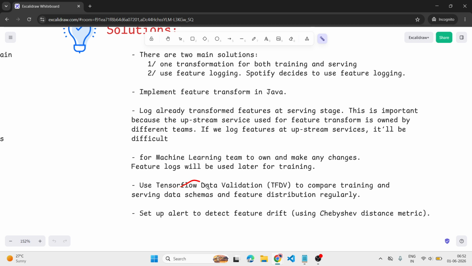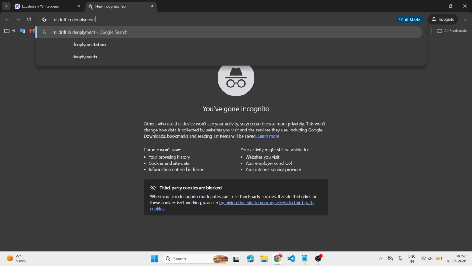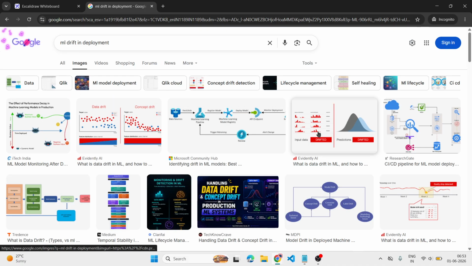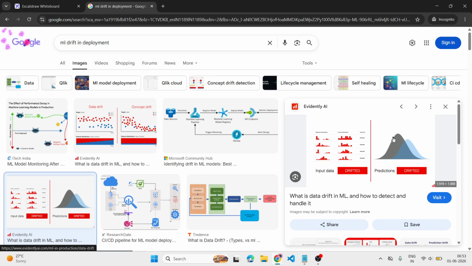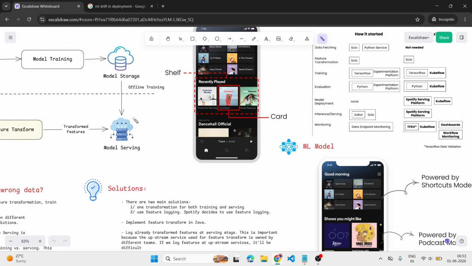After that they use TFDV to implement all of this, then set off an alert to detect the feature drift. So what is the ML drift in deployment? If you think about ML deployment, this data set is skewed. A data set is skewed like that. If our prediction is this black one, but at the actual time the model says something else, that is called the drift. To handle this, we need to set an alert. If the model is more skewed, then we need to think about our model, and we need to train this model again.